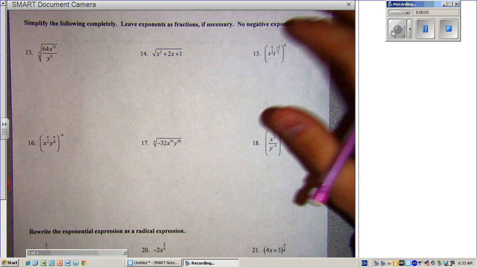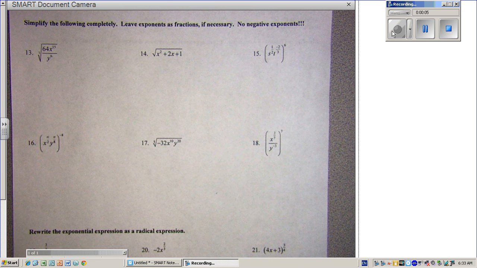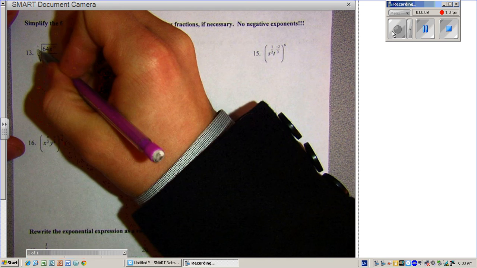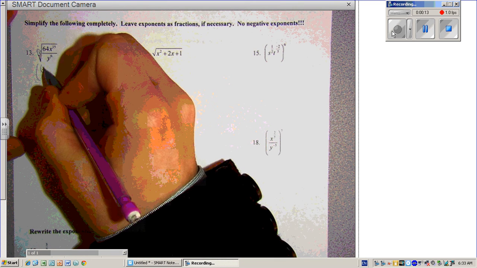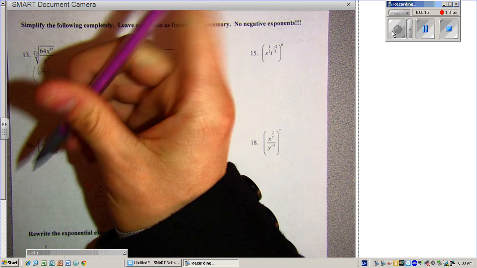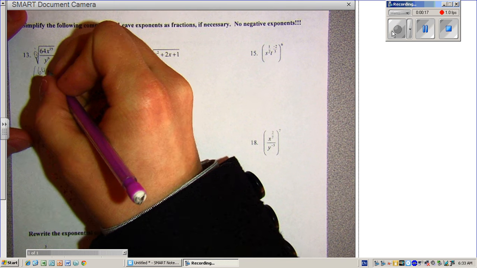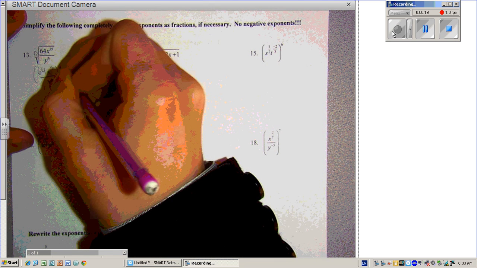Okay guys, we're back working on numbers 13 through 24. Let's start with number 13. So if you look at it, we're raising it to a cube root. So I'm going to rewrite that in fraction form. So I'm going to raise the whole thing, 64x to the 15th over y to the 6th, to the 1/3 power.